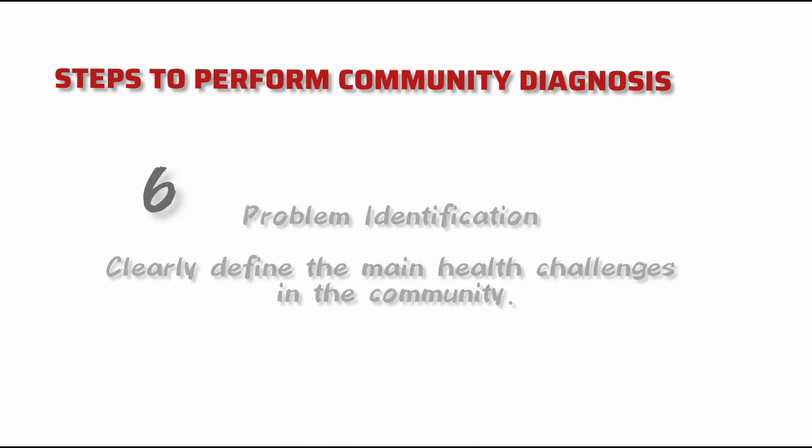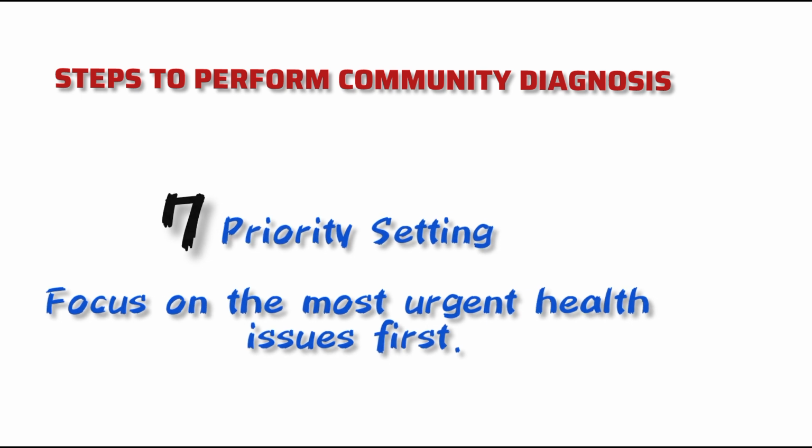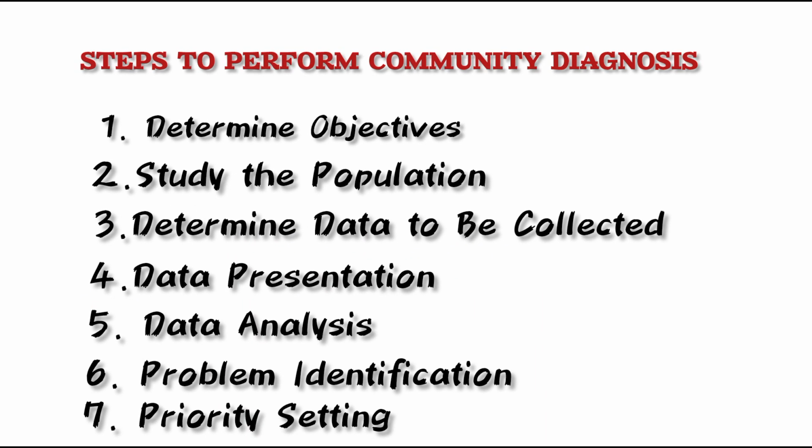And lastly, priority setting. Focus on the most urgent health issues first. For example, if malnutrition and malaria are both issues, but malnutrition is causing child death, it should be addressed first. By following these steps, we can develop effective community-driven health solutions.